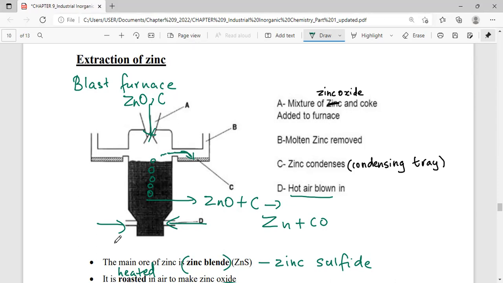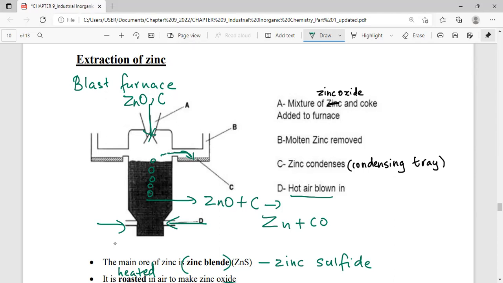Correct, it's condensation. So the gas changes to a liquid and then this liquid, the molten zinc, is found in this part of the furnace. Okay, and what happens to the carbon monoxide is, you know, the industry will have ways to get rid of the carbon monoxide. So all you need to know is that the zinc is formed in the condensing tray. The molten zinc is formed in the condensing tray.